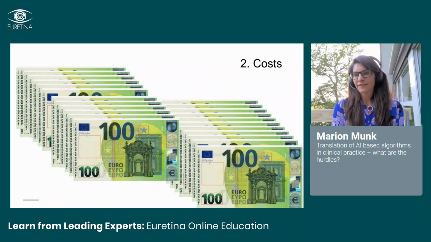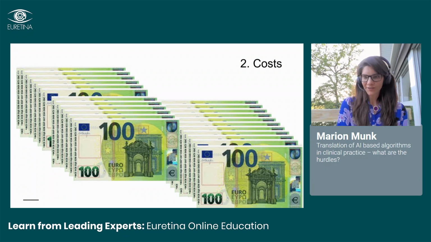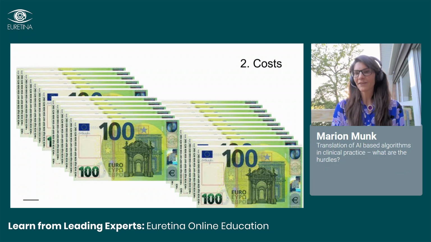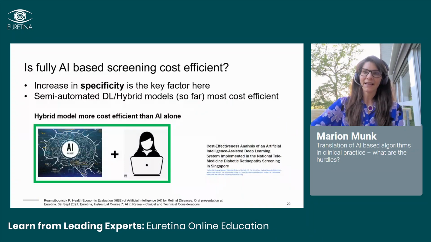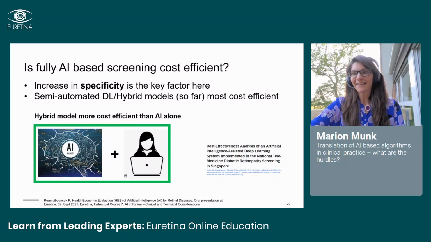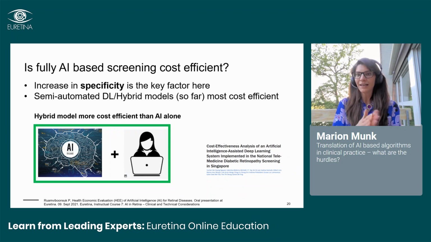The second hurdle is definitely the cost. First, the cost to develop it, and on the other hand, of course, who will pay for it. Interestingly, we assume that a fully automated screening algorithm is of course much cheaper than when each individual patient comes in to an ophthalmology clinic to get screened. However, this is unfortunately not true.